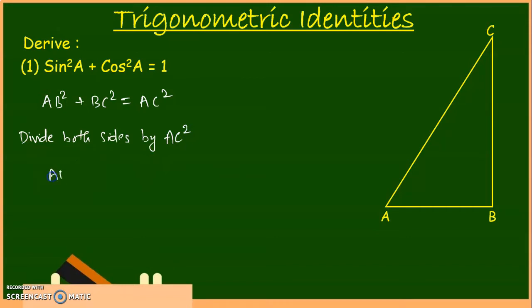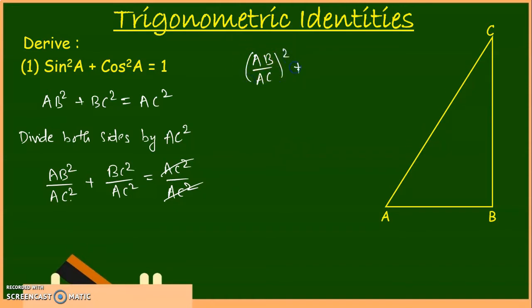So if you divide, AB² divided by AC² plus BC² divided by AC² is equal to AC² divided by AC². On the right-hand side the AC² will cancel out. So we can write this as (AB/AC)² + (BC/AC)² equals, since AC² cancels out, 1.